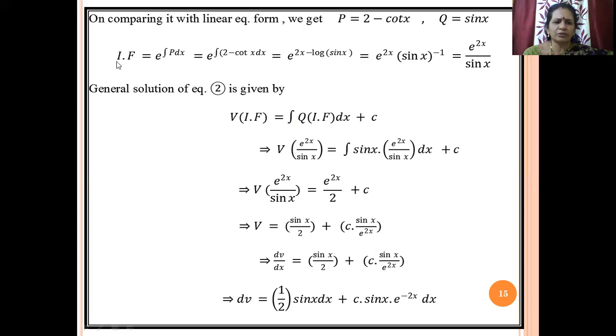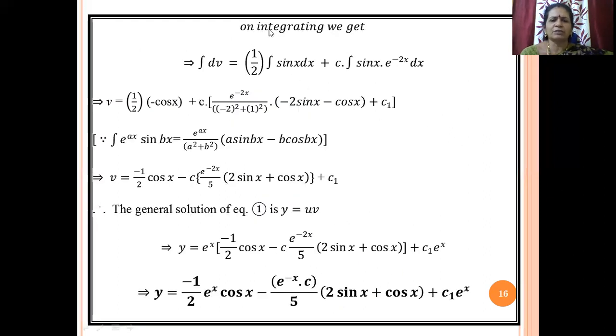Now from that, find out the integrating factor. We will get the integrating factor as e power 2x by sin x. So the general solution of equation 2 is given by V into integrating factor is equal to integral of Q into integrating factor into dx plus C, right? So simplify this, we will get the equation as like this. After that, replace capital V by dv by dx. Further simplify, we'll get the equation again.